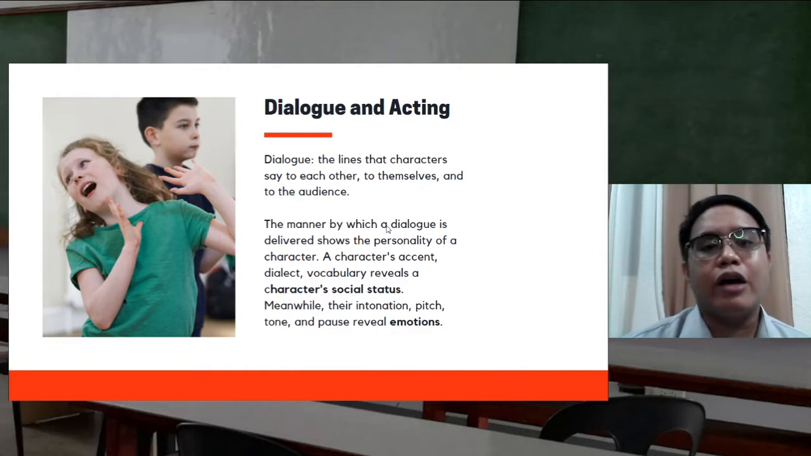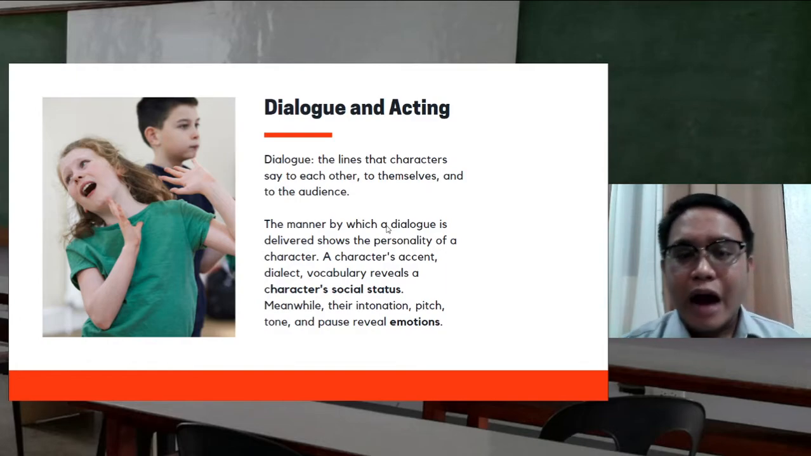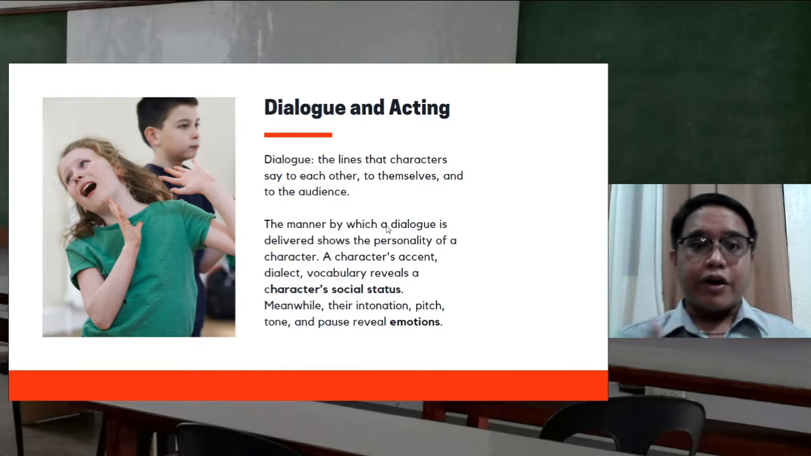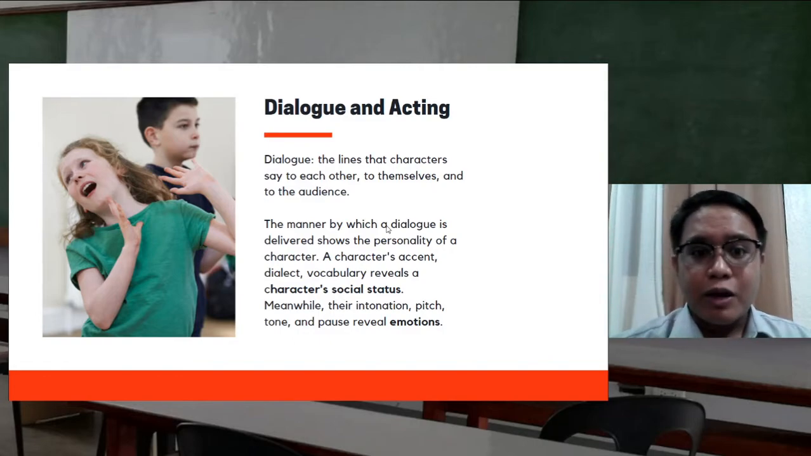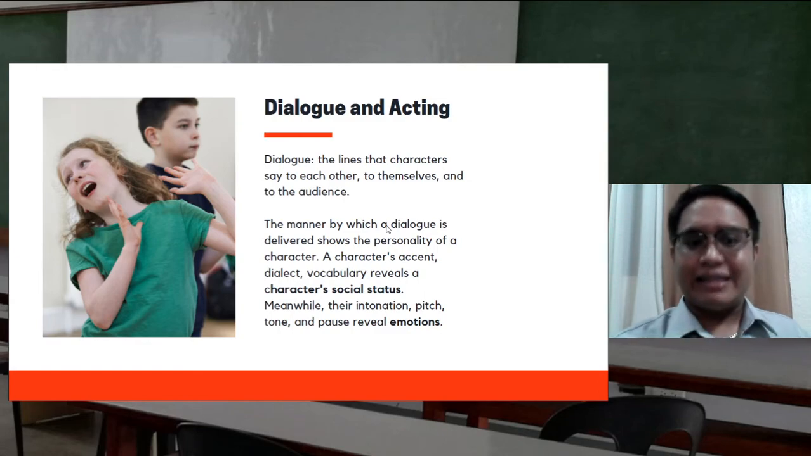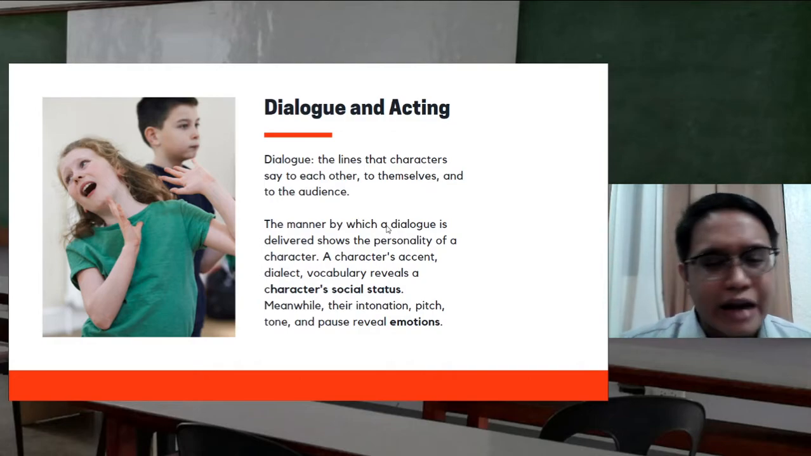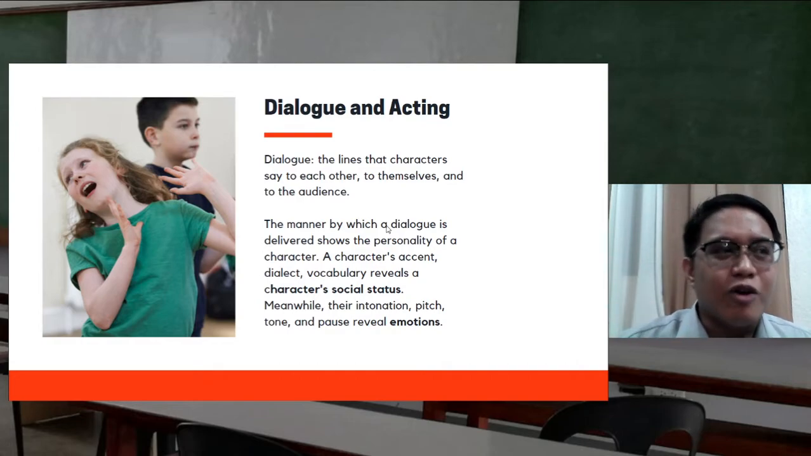Now, the manner by which a dialogue is delivered shows the personality of the character. So, you cannot read what the character is. So, you will know what kind of character is being portrayed through their acting or through their dialogue, okay? Through their speaking, you will understand their personality. Let's say, for example, accent, you know, accent, dialect, right? Say, I was watching a Filipino movie set in the province, where their Bisaya was very strong.